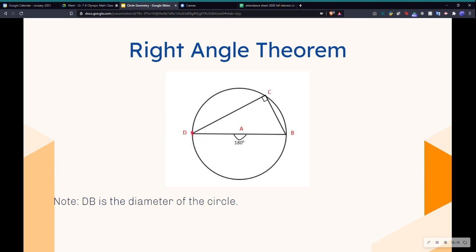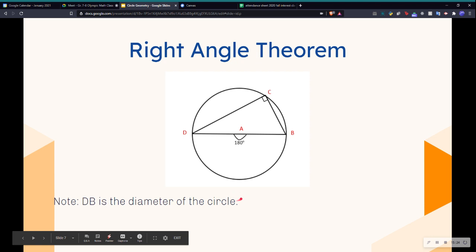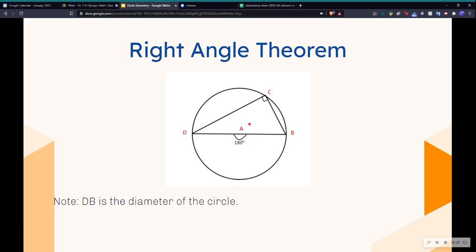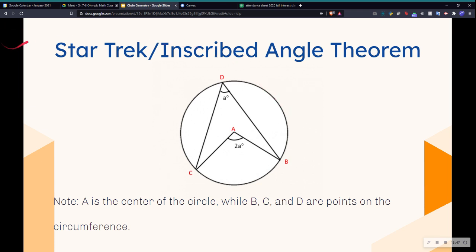Basically, say you have a triangle DBC, where DB is the diameter of the circle. So I have a note here: DB is the diameter of the circle, which means it passes through center A, and C is just another point on the circumference. If you make a triangle, the angle at the point on the circumference C is 90 degrees. So that's what the theorem states, right? And it's a fairly simple theorem to prove. We can just use the Star Trek theorem.